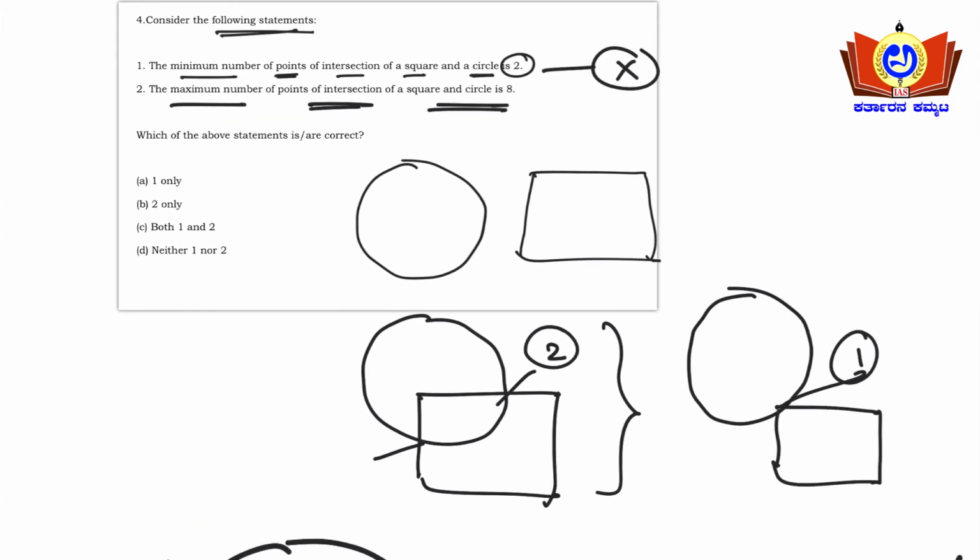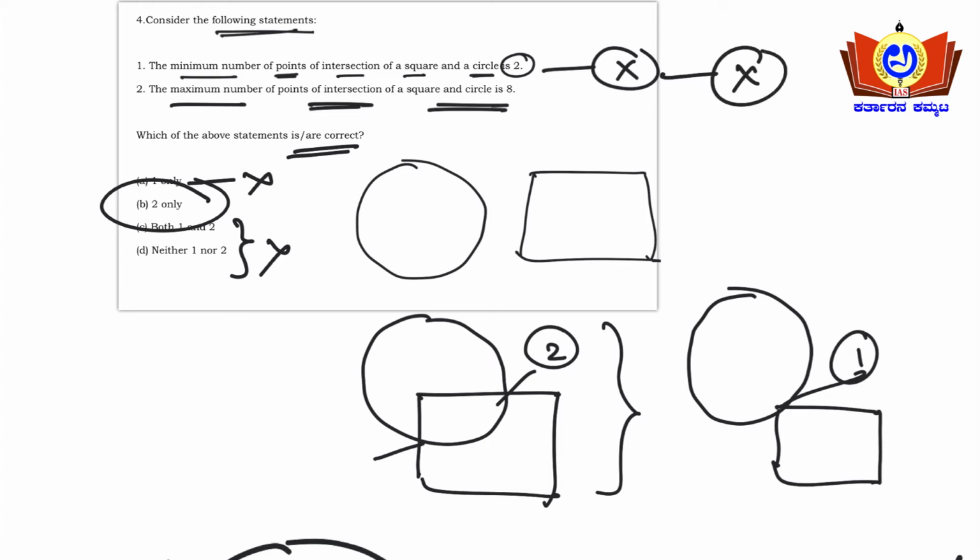Okay, so what is the question here? Which of the above statements are correct here? Statement 1 is wrong here, so 1 only is wrong. Both 1 and 2, neither 1 nor 2, this will also be wrong. So option B is the right answer, my dear friends. See, if you want to save time, when you check the first statement and if you are 100% confirmed that this statement is wrong, then easily you can eliminate option A, option C and option D, my dear friends. Without actually working on statement 2, you can easily pick option B as the right answer, my dear friends.